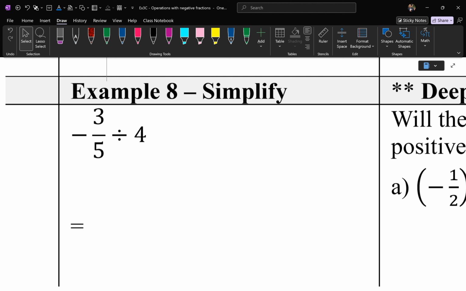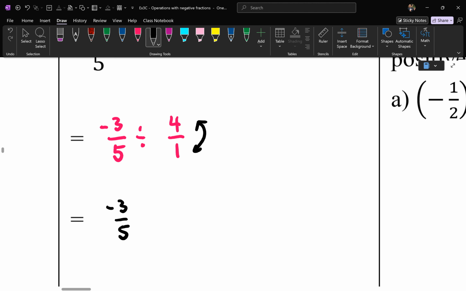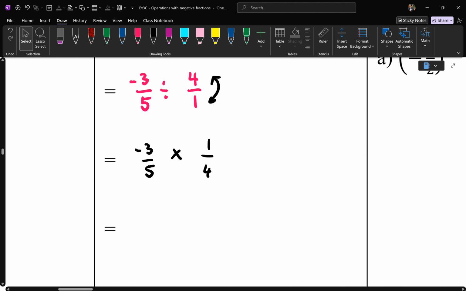But notice the second, that's number 4. It's not a fraction. So what you should do when you see something like this, change the 4 to a fraction. Now what is 4 as a fraction? 4 over what? 1. Very good. Now when you're dividing fractions, we say keep the first one. So it's still -3 on 5. We flip the second fraction, which now becomes 1 on 4, and then we change the sign. So instead of division, it's times. Now you're back to what we're familiar with.